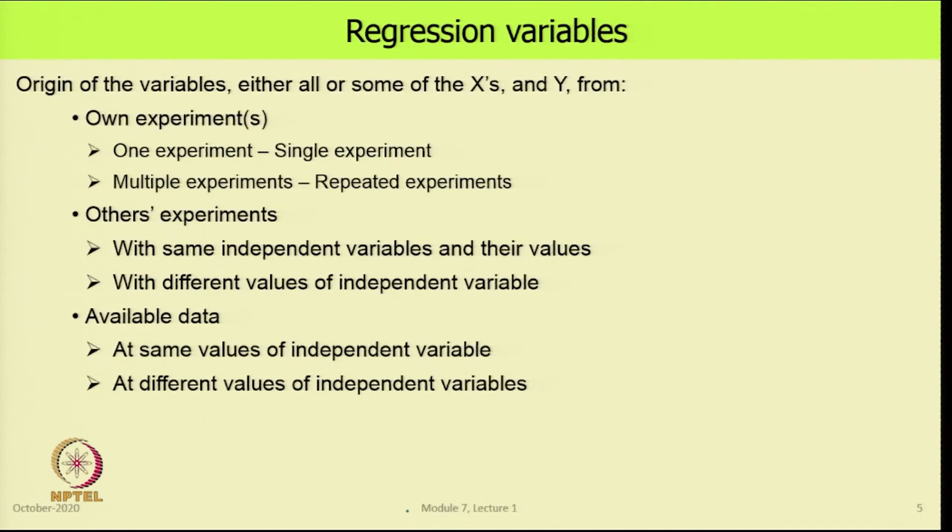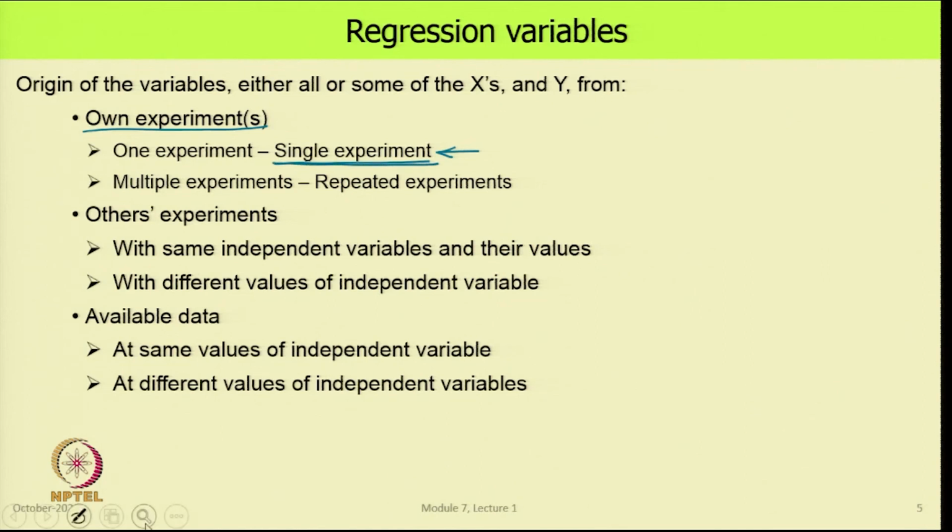Now, a word about where these variables are from. In general, the dependent and independent variables could be from one or more sources, and here are the various possibilities. All of them could be from our own experiments, and within this we could have done just one experiment, which we have so far called single experiment. And we saw in the uncertainty analysis of a result what were the techniques we used for a single experiment.